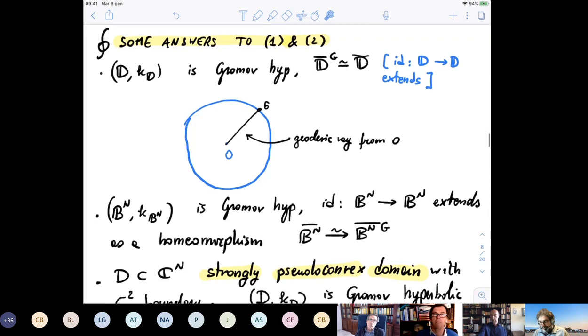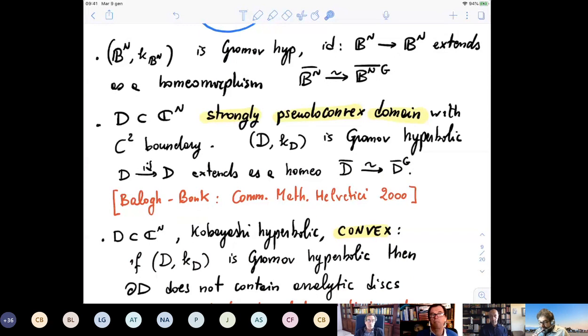It was proved in 2000 by Balogh and Bonk, Zoltan Balogh and Mario Bonk, that every strongly pseudoconvex domain with C^2 boundary is Gromov hyperbolic, and the identity extends as a homeomorphism from the closure of the domain into the Gromov closure of this.